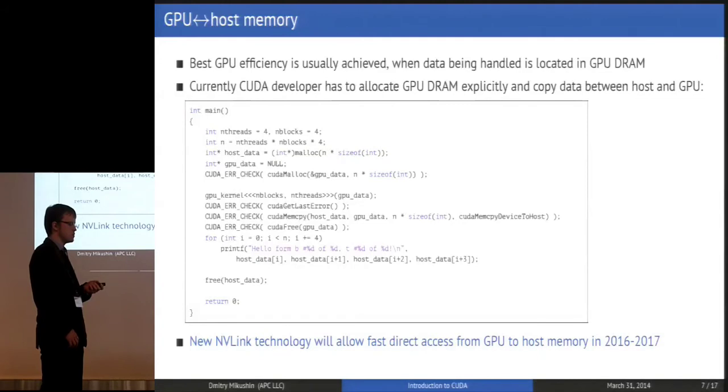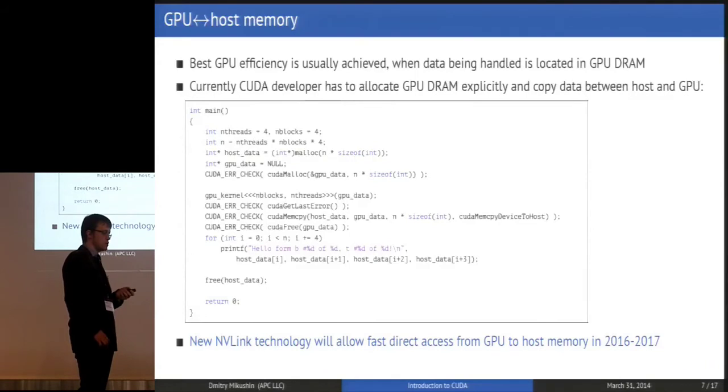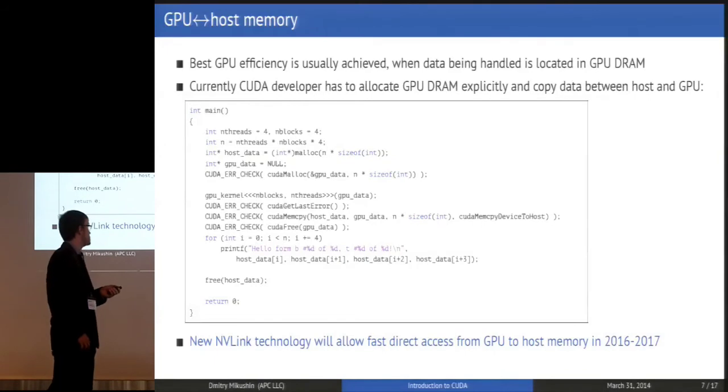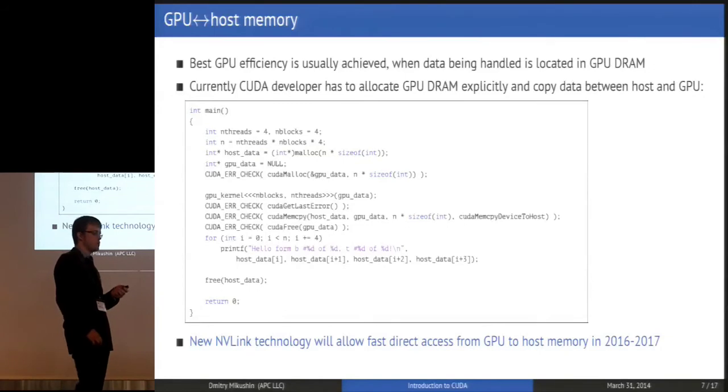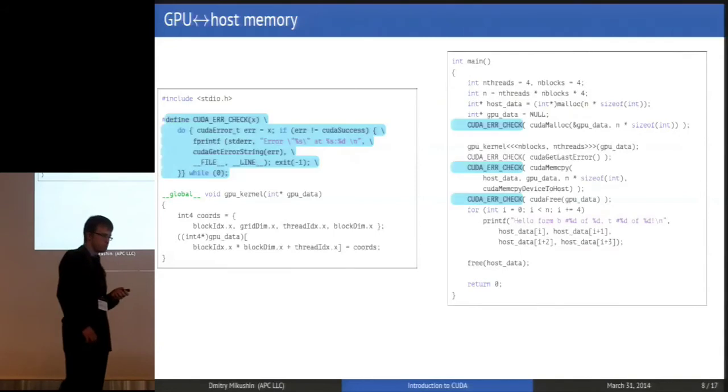On the last GTC, which is the GPU Technology Conference currently being held in San Jose, NVIDIA presented an NVLink technology that will allow fast direct access from GPU to host memory in several years. So it just has been announced, and it will also allow you to get rid of this explicit copying. But there are still other ways to get rid of this explicit copying for some performance penalty, of course. So in terms of efficiency, this is the best way.